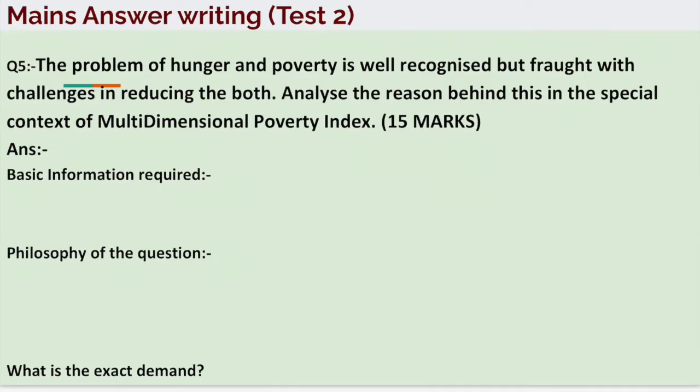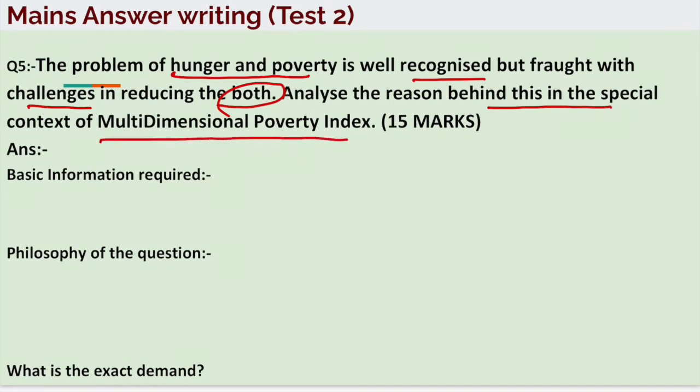So now moving to question number 5: the problem of hunger and poverty is well recognized but fraught with challenges in reducing both. Analyze the reason behind this in a special context of multidimensional poverty index. Now this question is different from the last 4 questions which we have discussed.